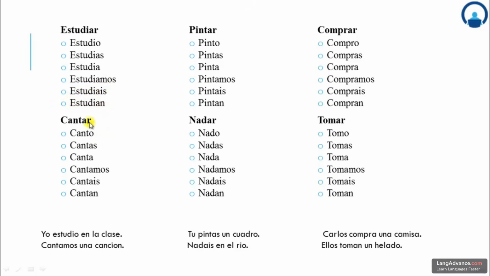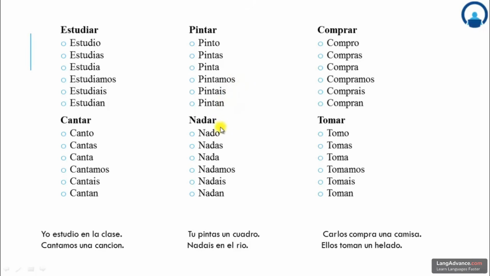The next verb is cantar, that means to sing. The conjugations of cantar will be canto, cantas, canta, cantamos, cantáis and cantan. The next verb is pintar, that means to paint. And the conjugations of this verb will be pinto, pintas, pinta, pintamos, pintáis and pintan.